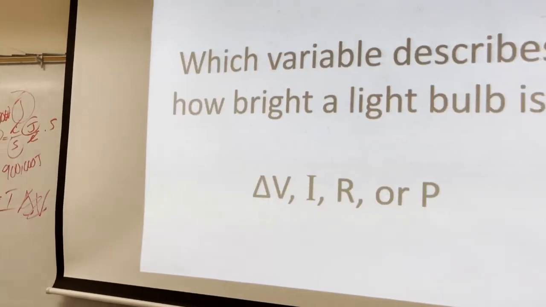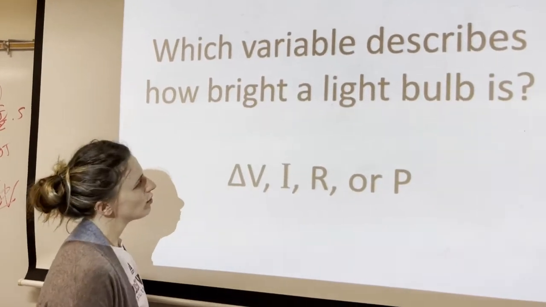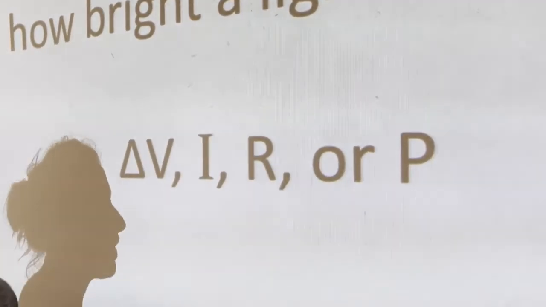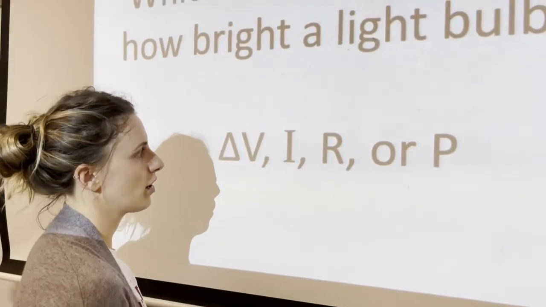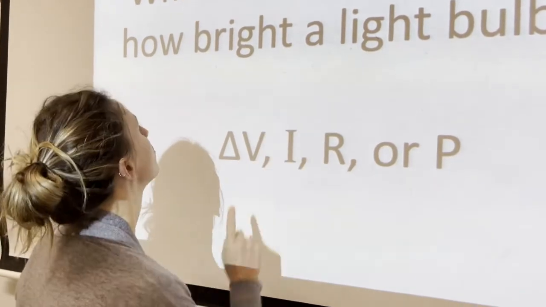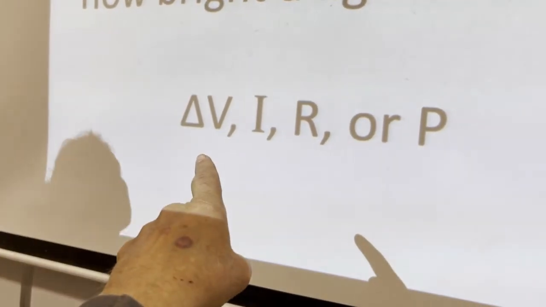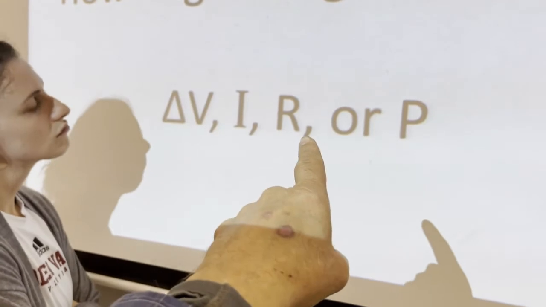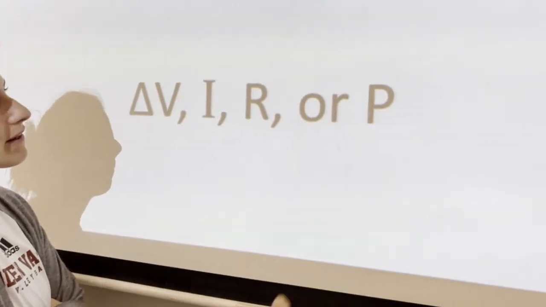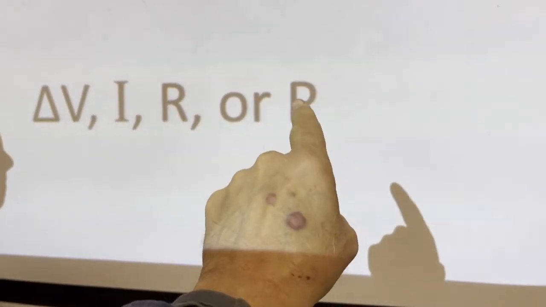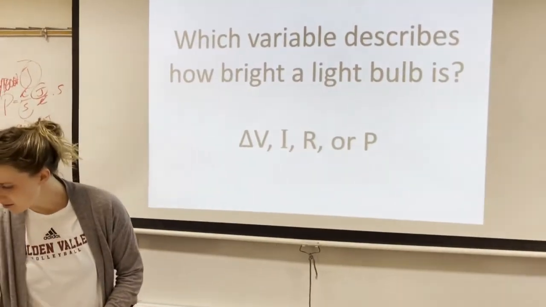Okay, so which variable describes how bright a light bulb is? Well, I'm going to say it's power. Right, because current times the voltage will give me the power. More current, more power there. And one way of looking at this, volts are joules per coulomb. This is coulombs per second. This is volts per ampere. And this is joules per second. So this is how much energy, how many joules per second. Any questions about the rate of something, that is power.